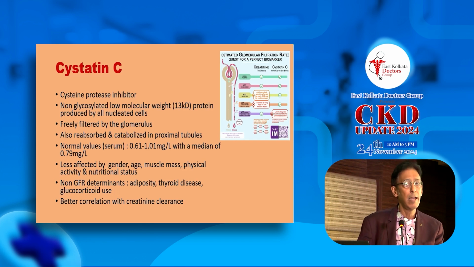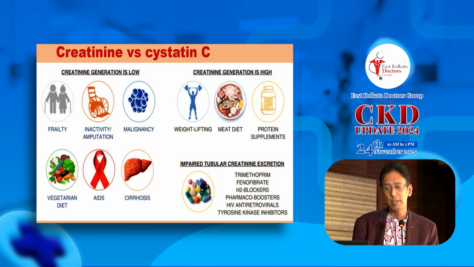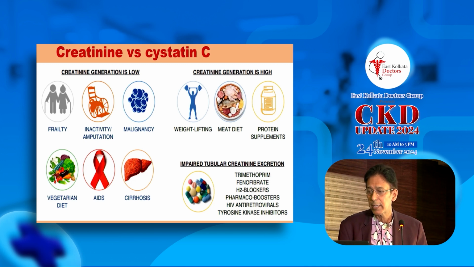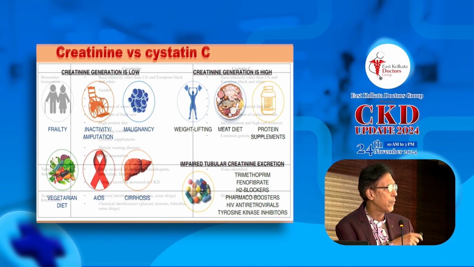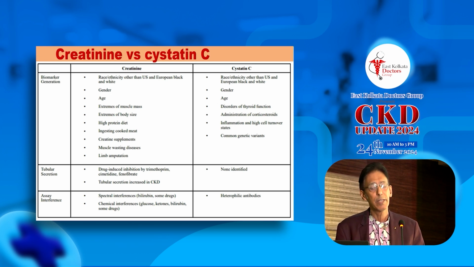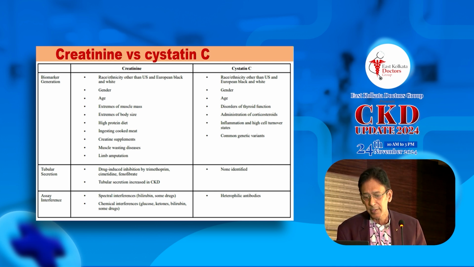So this is another very interesting slide comparing head-on creatinine versus cystatin C. If you see the factors influencing creatinine and cystatin C, probably if you compare, the list is longer on the creatinine side as compared to the cystatin C side. Tubular secretion is not yet identified with cystatin C, but it is metabolized by the tubules to some extent.